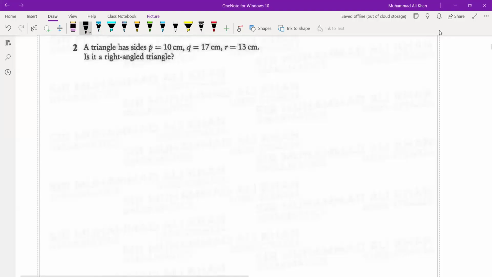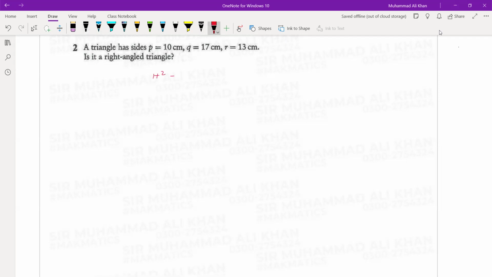Now, question number 2. A triangle has sides PQR. Is it a right angled triangle? By the help of sides, if we have to prove that the triangle is right angled triangle, then again we have to use Pythagoras theorem. Hypotenuse square equals perpendicular square plus base square, right?